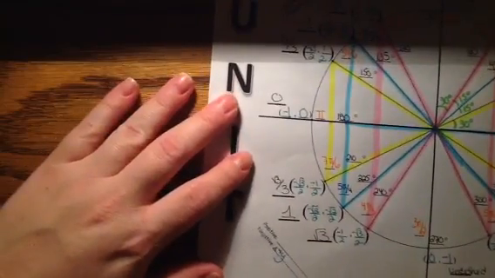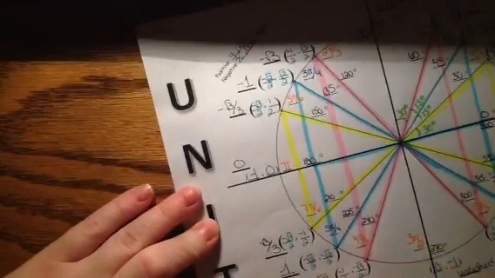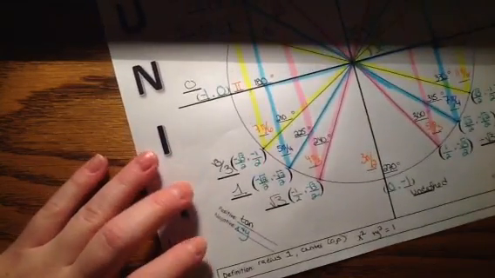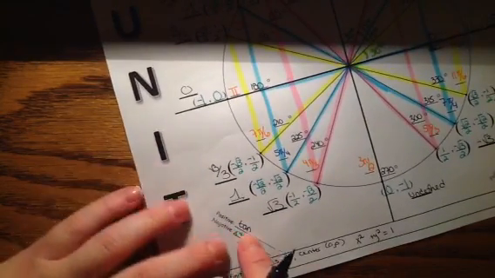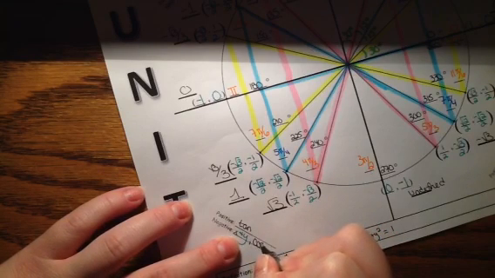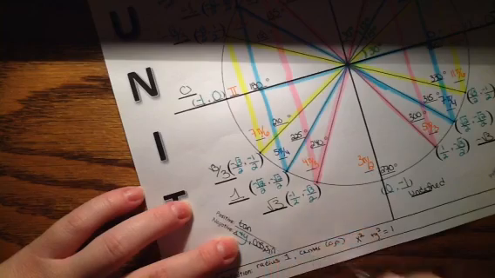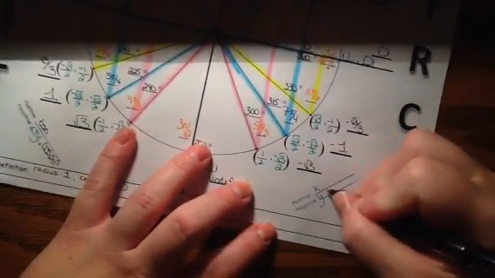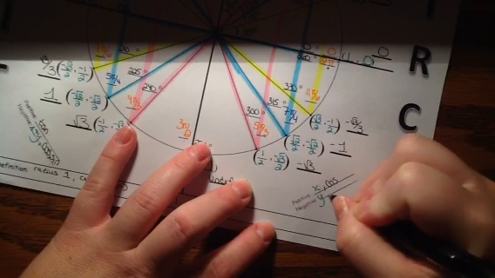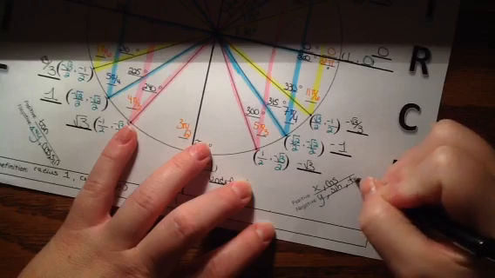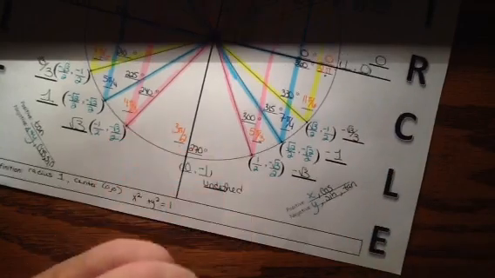If I go down to this quadrant, tangent's positive down here because they're both negative. So a negative divided by negative is a positive. So tangent's positive because these two both have negative signs. But cosine and sine are negative. And then in my last quadrant, if x is positive, then cosine is positive, and if y is negative, then sine is negative. One's positive, one's negative, which makes tangent also negative.